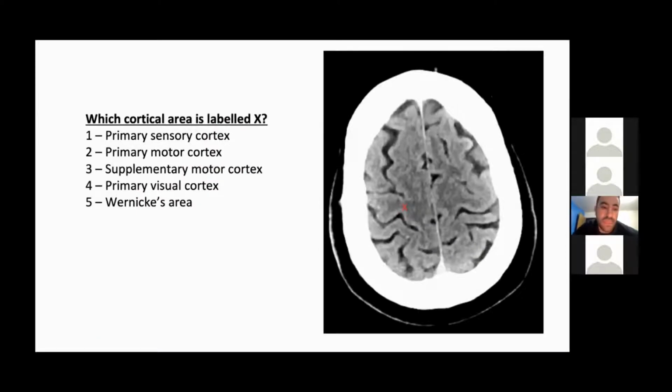So I've been asked to prepare some SBAs for you as well. I think SBAs are probably a good way of checking that you're awake. So we'll start with this one. Which cortical area is labeled X?